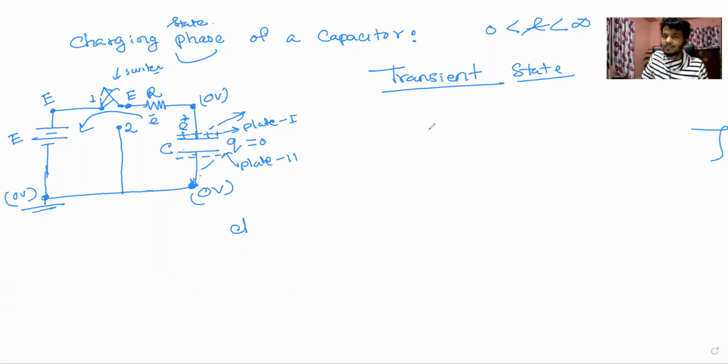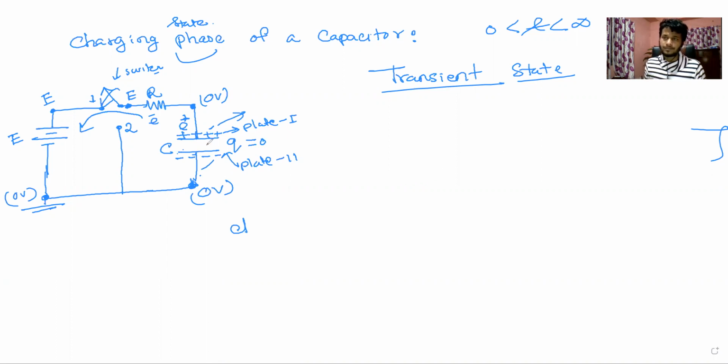And what is the time span of this transient state? When t will be greater than 0 and less than infinity. That means after the initial state and before the steady state, there will be another state known as transient state. And we will now examine the transient state of this capacitor.